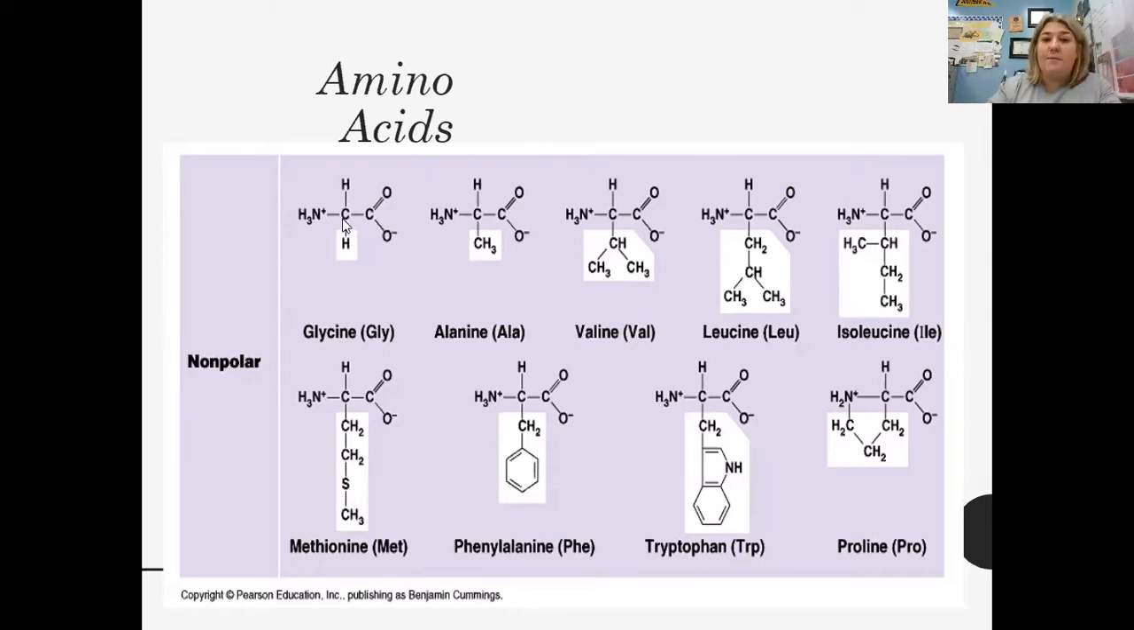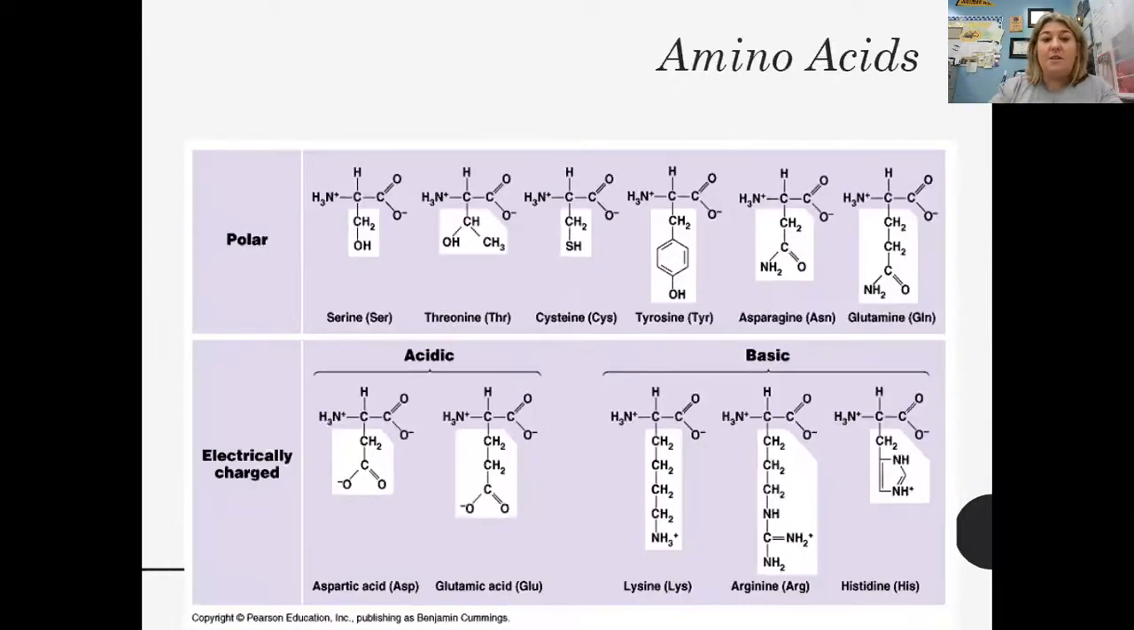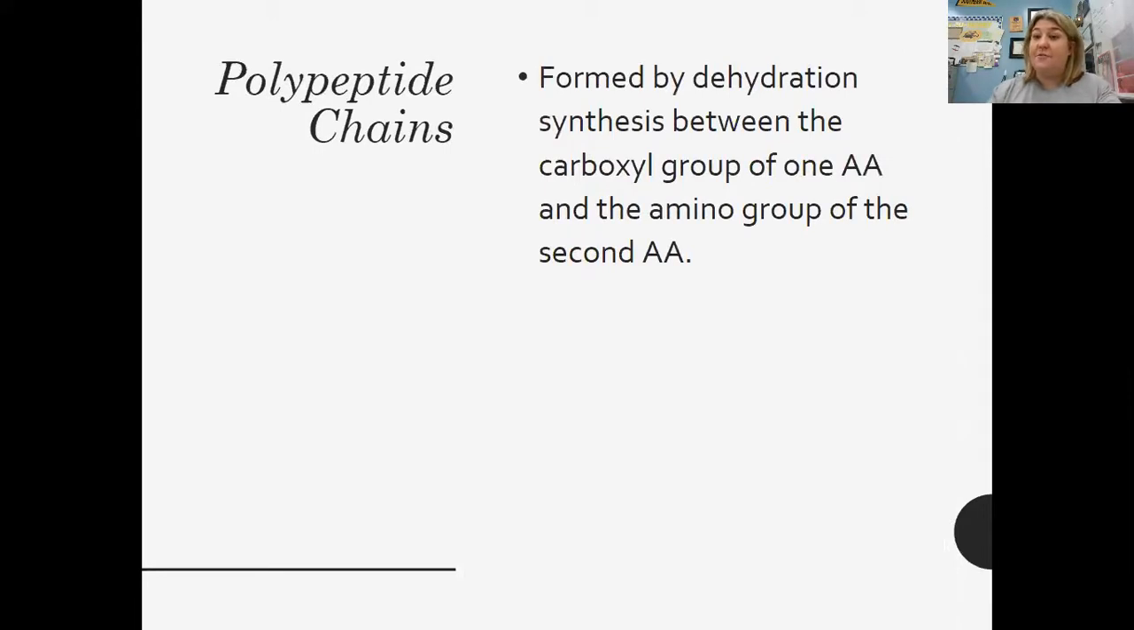You'll notice they all have a carbon. They all have that carboxyl group. You'll see there's the hydrogen. There's your amine group right there, and then right there is your special R group, the side group. That side group is what makes this alanine. This side group is what makes this valine, and so on and so forth. You'll notice some of these are non-polar, some are polar, some are acidic, some are basic. All of those different characteristics make them behave a different way.